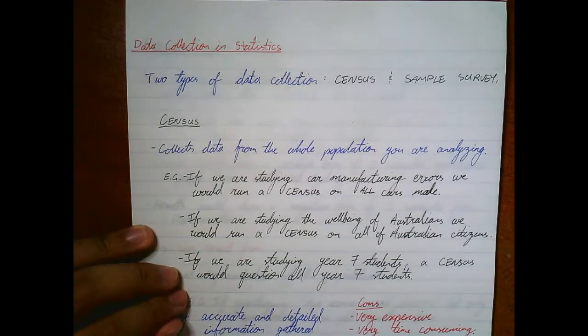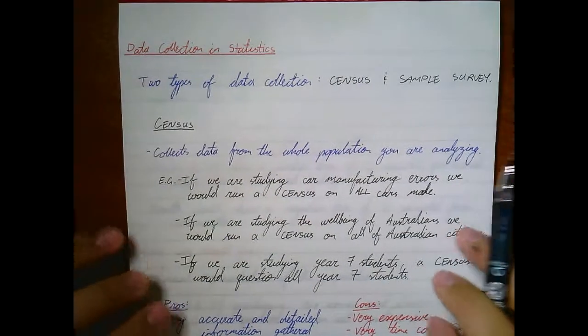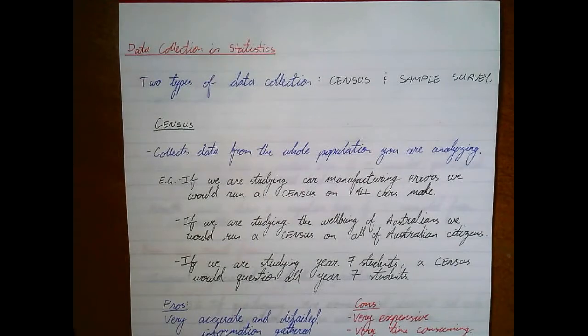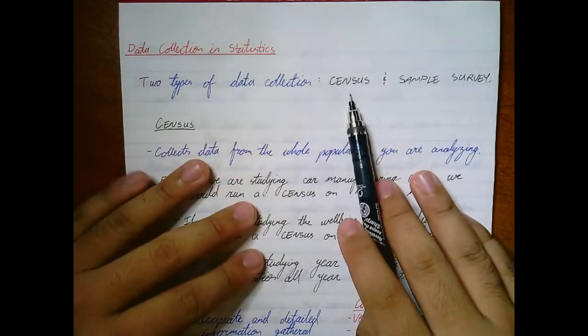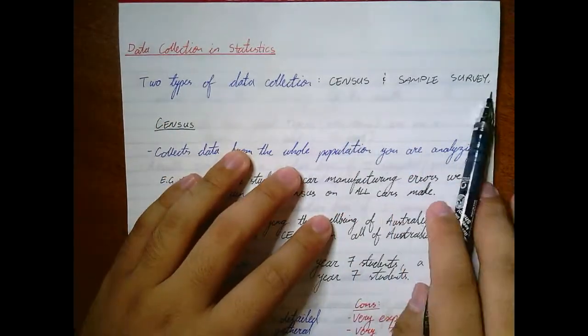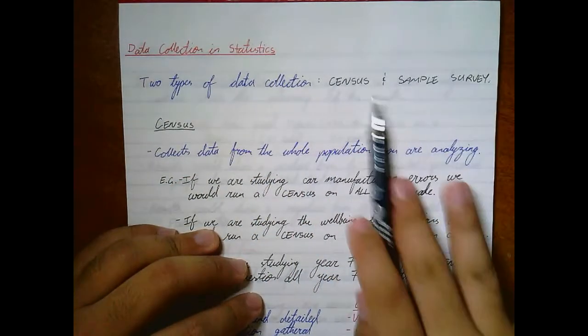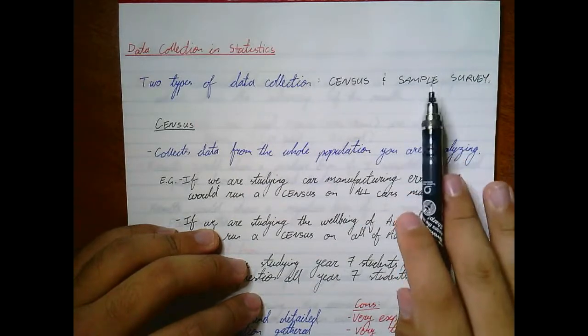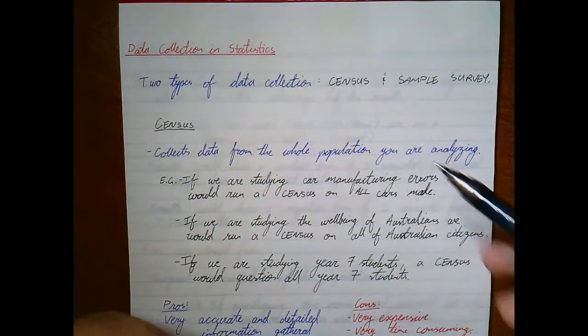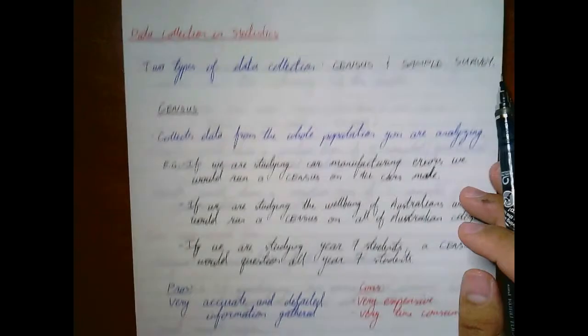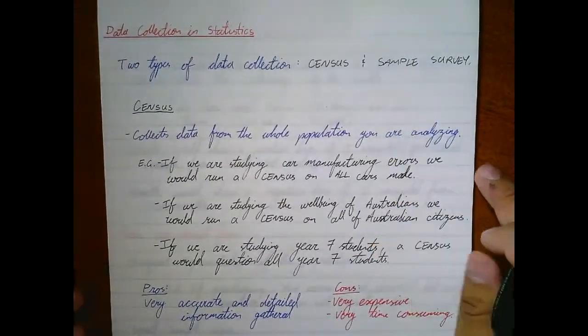So in data collection, there's really only two types that we can go about to collect data. That is a census and a sample survey. The census is very straightforward. Sample surveys can get a little tricky. They can be further subdivided into different kinds of sample surveys. Let's begin first with a census.